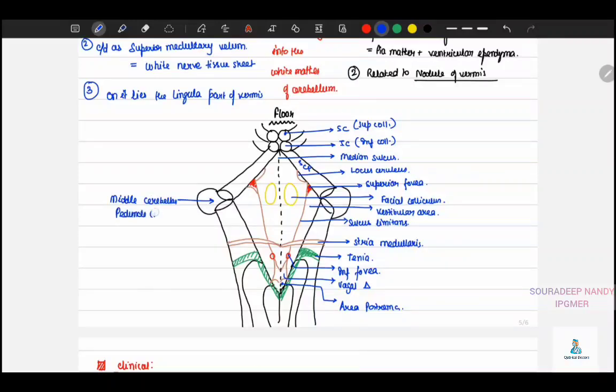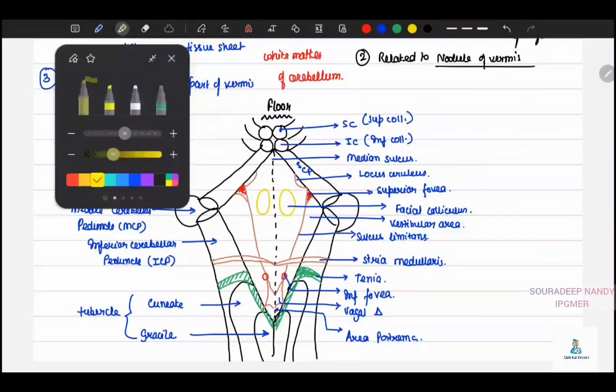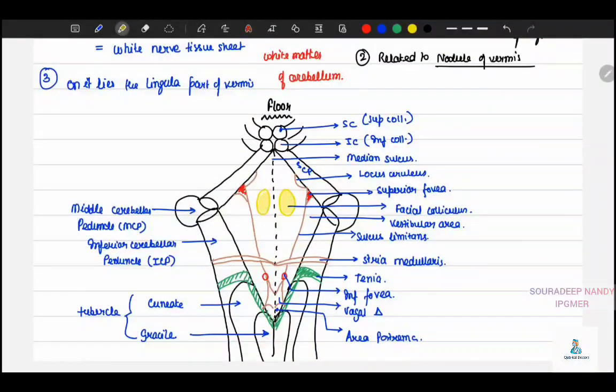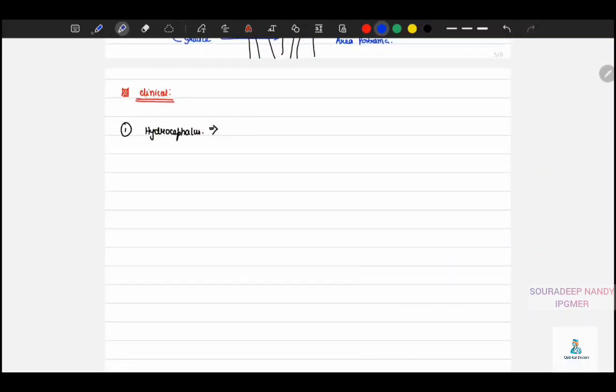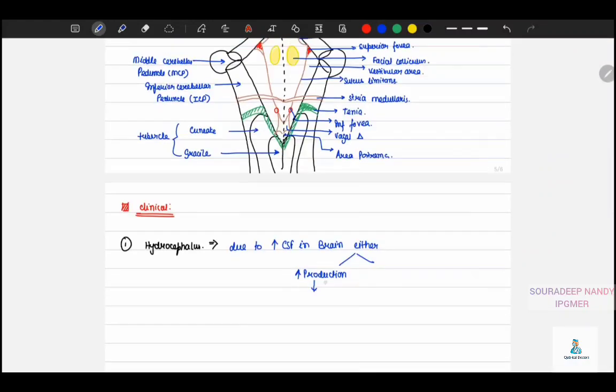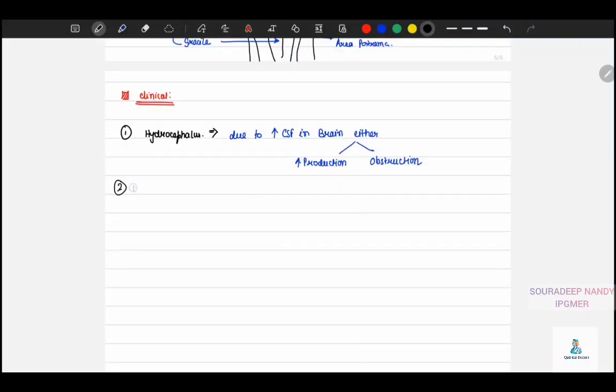Here are the middle cerebellar peduncle, inferior cerebellar peduncle, and the superior cerebellar peduncle. Here are the 2 tubercles, the cuneate and the gracile tubercle. Medially it is the gracile, laterally there is the cuneate tubercle. So this is all about the floor of the fourth ventricle. It might come as a short note in your prof exam. Clinically, increased cerebrospinal fluid pressure in the brain, either due to increased production or obstruction, is known as hydrocephalus.